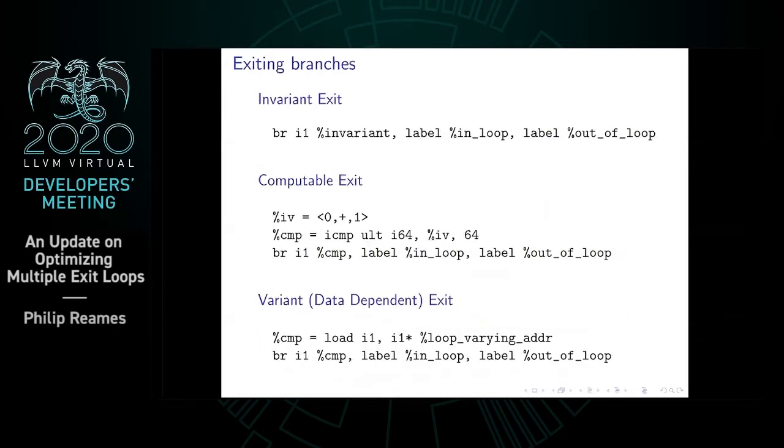Some bits of terminology that we're going to use in describing a few of the transformations here is a categorization of various loop exits. We start with the simplest ones, which are loop invariant exits. These are exits that depend on some condition that is defined outside the loop. A computable exit is any exit for which we have a closed form solution, whereas a variant exit is all of those for which we can't find a closed form solution. The particular example I happen to give here is the data dependent exit, but in general, a variant exit is any uncomputable exit.